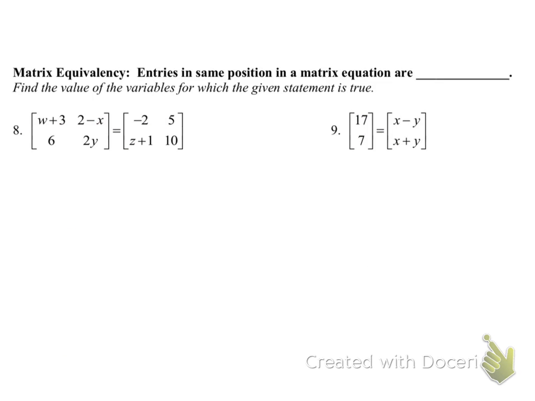Okay, matrix equivalency. Entries in the same position in a matrix are equivalent. So if two matrices are equal, we can say that entries that are in the same position are equal as well. All right, so let's take a look. If these two matrices are equivalent, they should have the same dimensions, right? What are the dimensions of this? How many rows? 2. How many columns? Now, I know there's 2 terms right here. Technically, it's just 1 entry, okay? 1 column, 2 columns. So this is a 2 by 2. My other one on the right is also a 2 by 2.